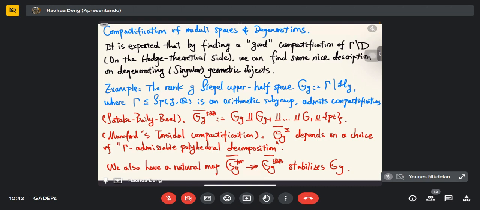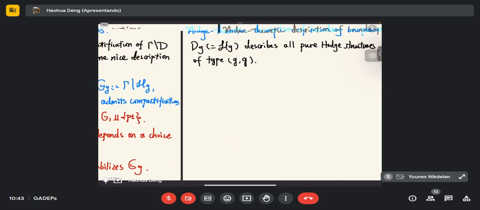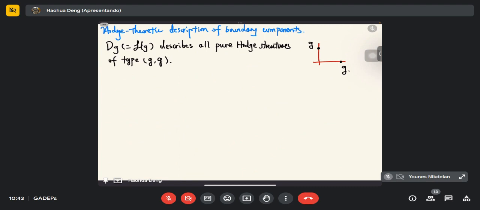So I believe maybe many of you already know the construction and the background of these two constructions in the classical theory of locally symmetric varieties, but I would like to give you a Hodge theoretic description of these two constructions. So the first is that the Siegel upper half space is H_g, or say D_g, which is isomorphic to the period domain of weight one Hodge structures. So this describes or contains all the pure Hodge structures of type g.